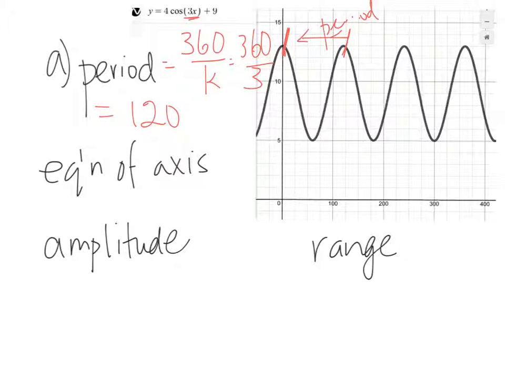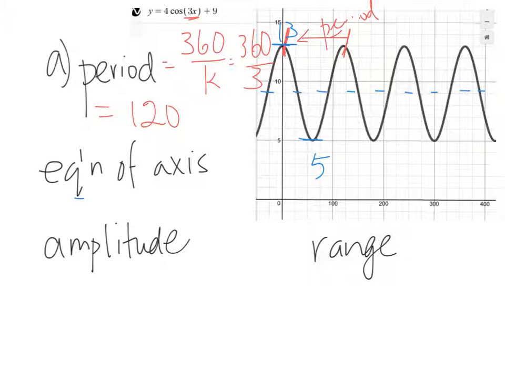The equation of the axis. The axis will be halfway between the top and the bottom. The maximum in this case is 13, and the minimum in this case is 5. Halfway between 5 and 13, that's 8 steps, so 4 up or 4 down from the max or the min. So our equation of the axis will be y equals 9.